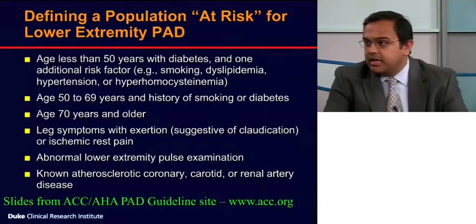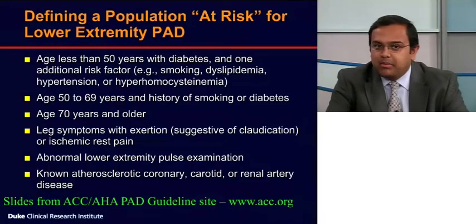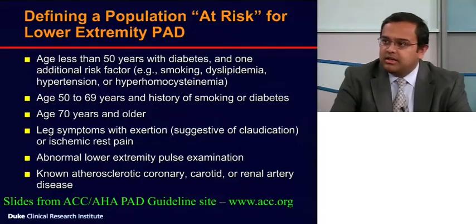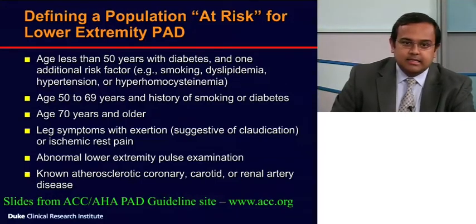The first you might say is how do you define an at-risk population for peripheral arterial disease? And as you already alluded, diabetic patients are one of the key factors for at-risk. The second is patients from 50 to 69 that smoke and have diabetes. And finally, people over 70. And you may ask, where do the guidelines get this data from?